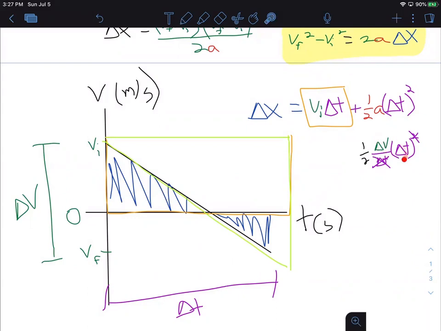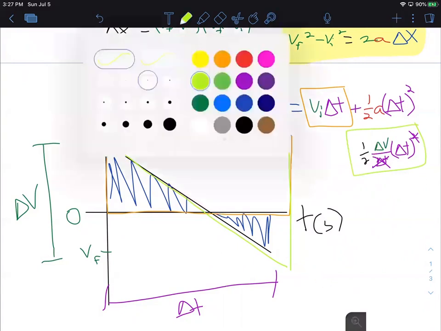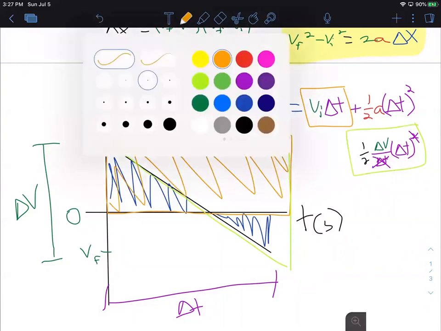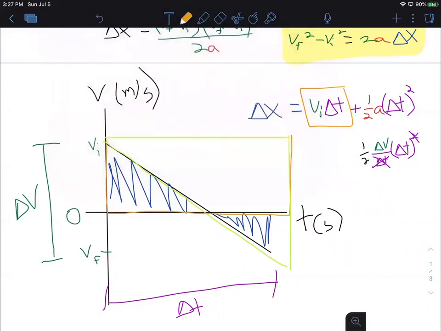So you can see, my base is delta t of this triangle, and my height is delta v. In this case, I chose this part and I didn't do this one because we're going to get a negative delta v here. All right, so this will be subtracting this value because we have this negative delta v. So we're looking at the orange area minus the light green area here.